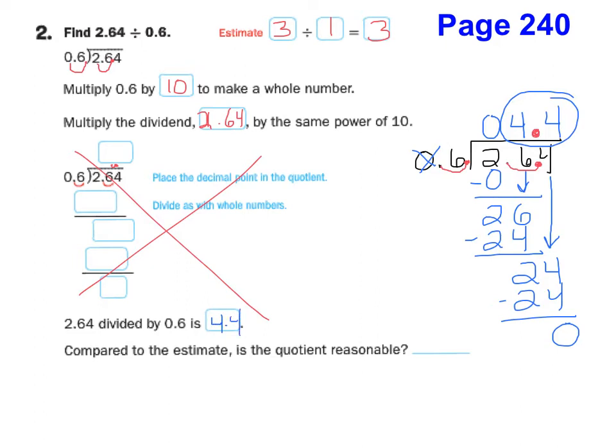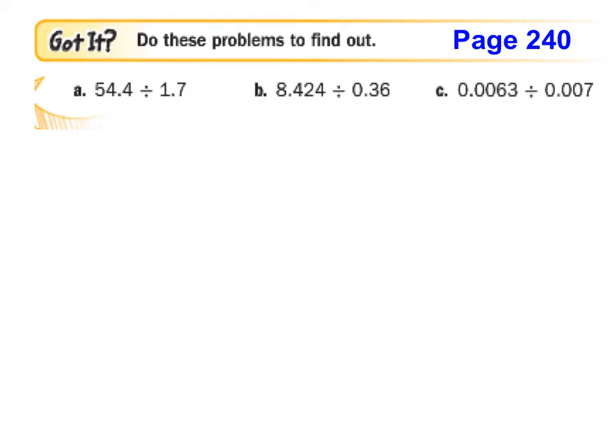And is that reasonable compared to our estimate up here of 3? Yes, it is. Let's try a few more together. Let's get our division house set up.